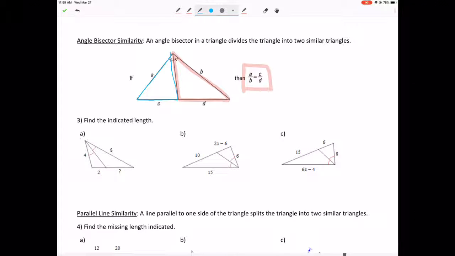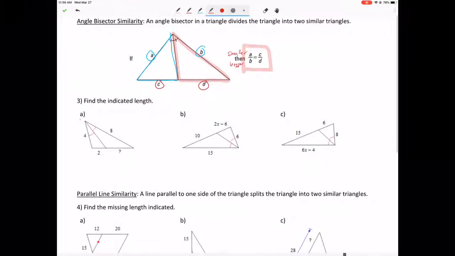Okay, so we'll do the comparison, or what is it called? Proportions. The proportion of A to B is proportional to C to D. All right, so again, you could have your smaller triangle on the top and the bigger on your bottom, or vice versa. It doesn't matter.